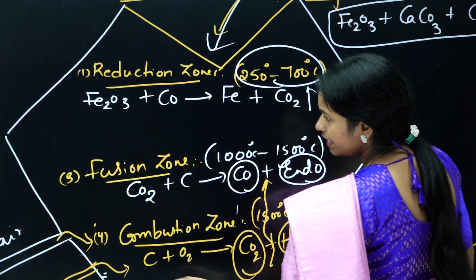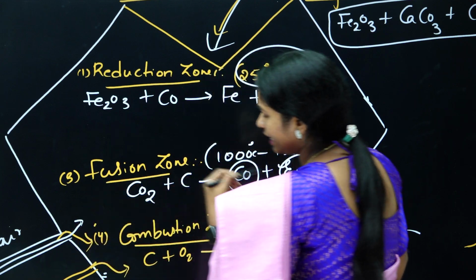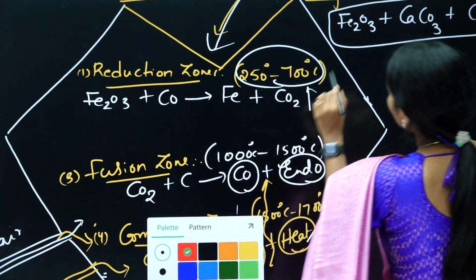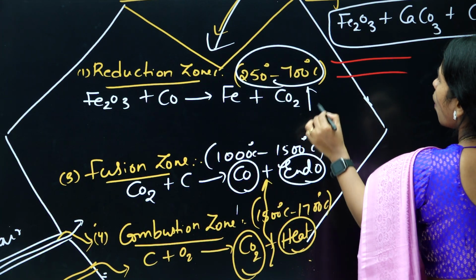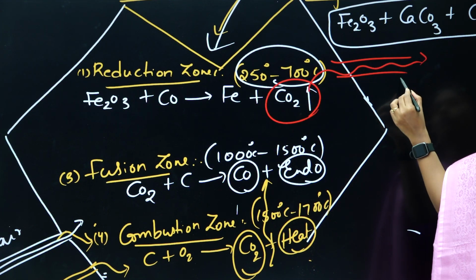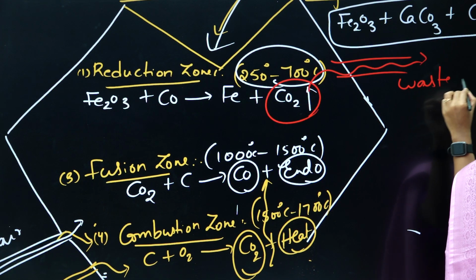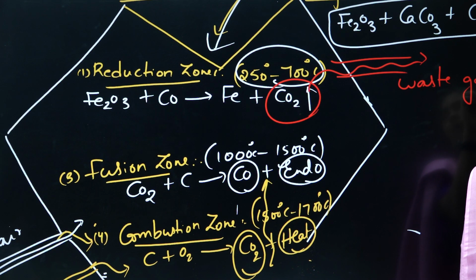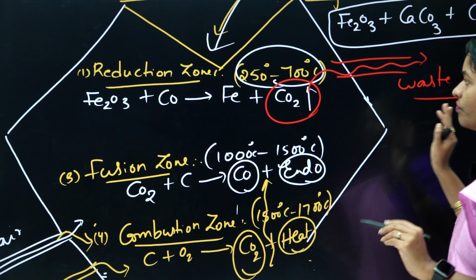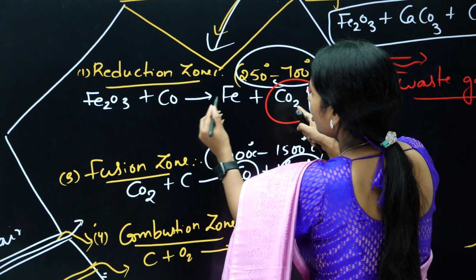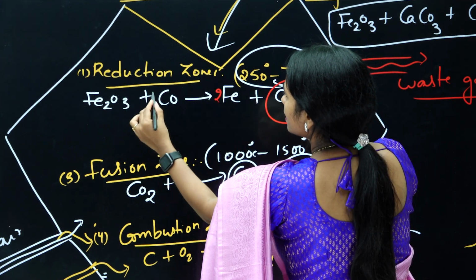See here, through here you pass the hot air, and here one outlet will be there. Whatever waste gases are produced will come out through this. Waste gases will come out. Okay. Now, done. This reaction I did not balance, you can balance the reaction.